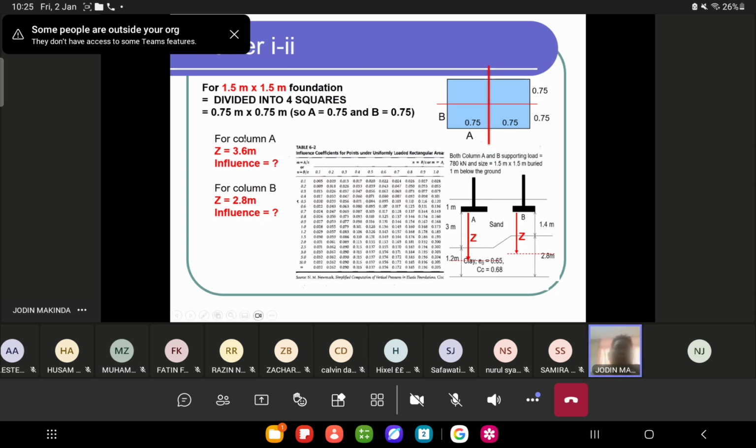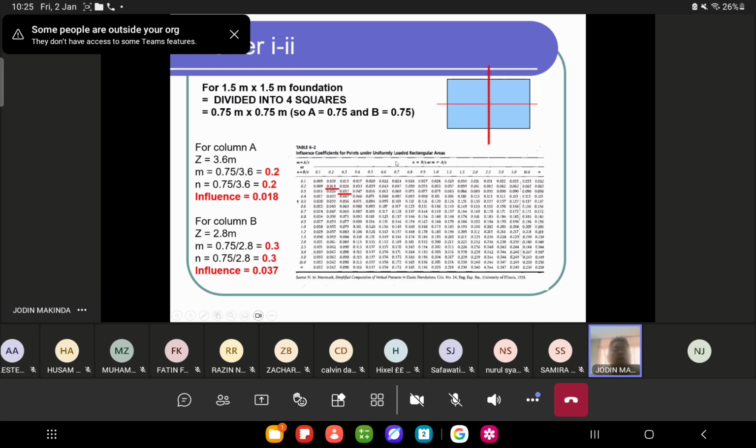All right. So now we know Z. Now we know the width and the length of the foundation. So we can use the values to find M and to find N. What is the formula for M? Length divided by Z, yaitu 0.2. What is the formula for N? Breadth divided by Z, which is 0.2.